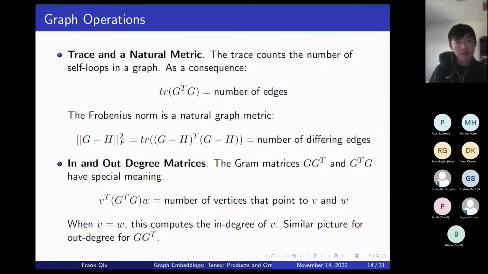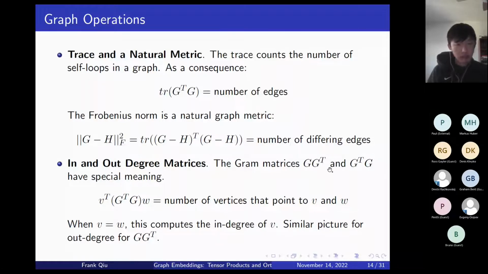With respect to these graph embeddings, there's a natural metric via the trace, where the trace actually counts the number of edges in the graph. And in this sense, via this relation right here, the Frobenius norm is the natural graph metric, which counts the number of different edges between these two graphs.